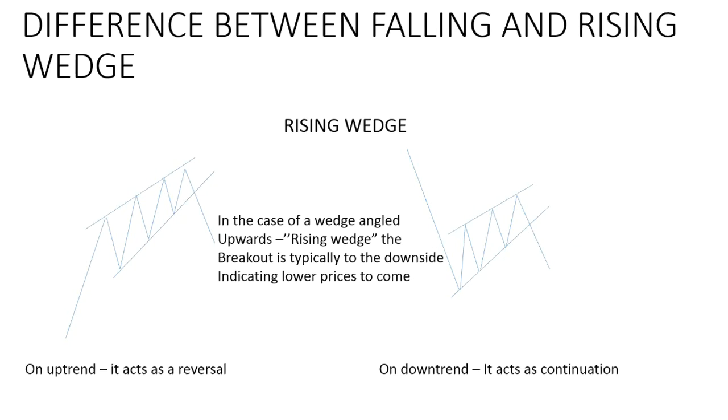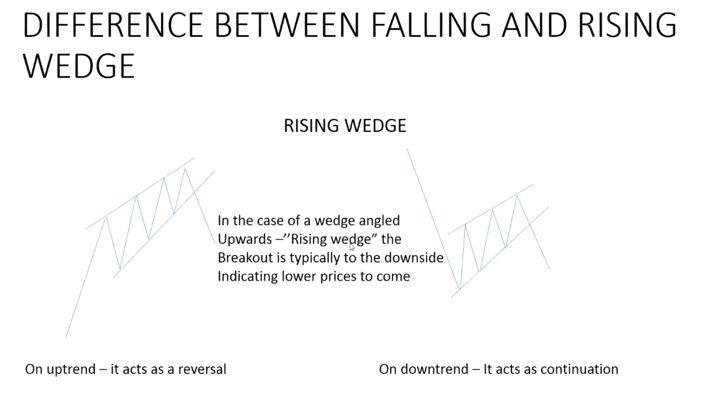downtrend. Because you can see on the left side here, we wrote that on an uptrend it acts as a reversal, meaning that a rising wedge basically means that it's going to break to the downside. If it's an uptrend it's going to act as a reversal and go down, but if it's a downtrend it's going to act as a continuation and still go down. Okay, can you see that? On an uptrend it acts as a reversal, on a downtrend it acts as a continuation pattern.